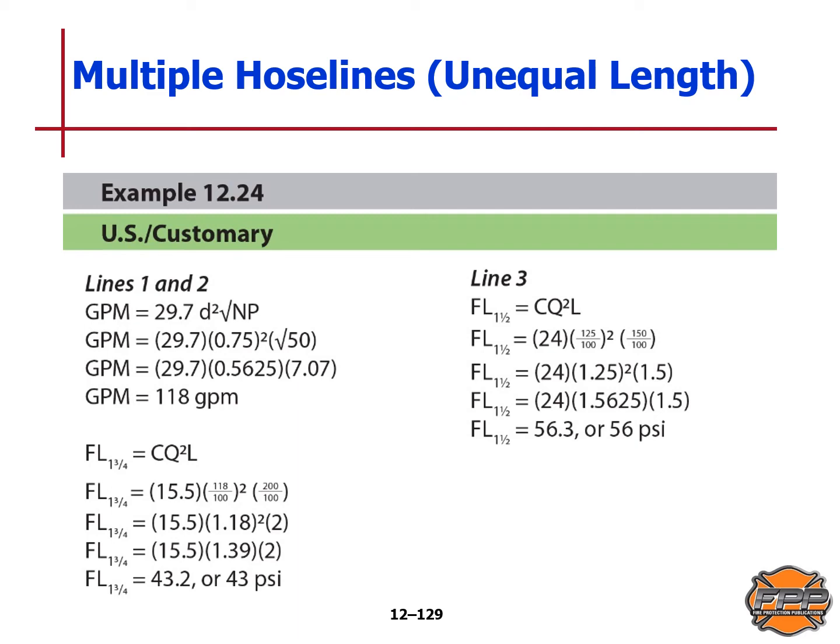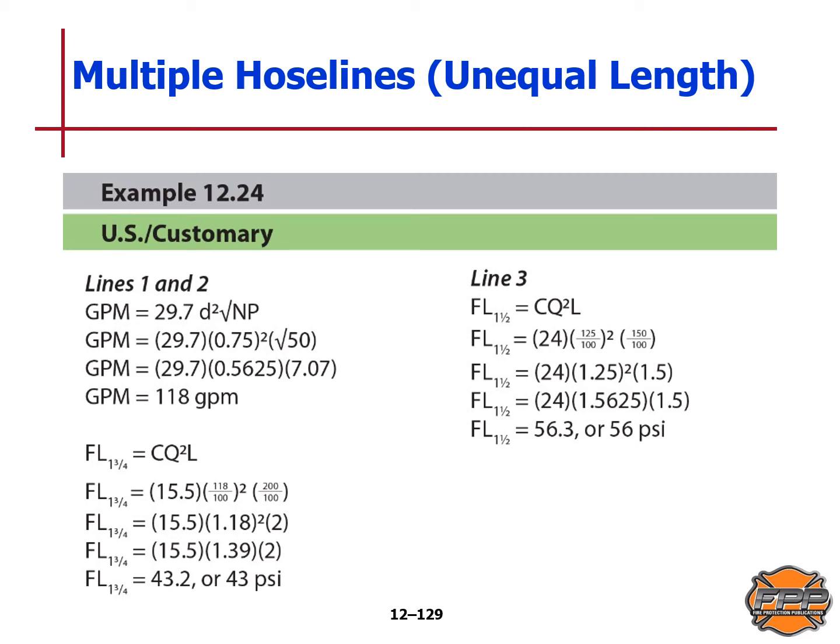So this one's going to be a little more complicated. You've got lines 1 and 2 and line 3. For lines 1 and 2, gallons per minute equals 29.7, which is your coefficient, times your diameter squared times the square root of the nozzle pressure. That's the standard formula. So you plug in the numbers: 0.75 squared times the square root of 50. Gallons per minute is 29.7 times 0.5625 times 7.07. So you're running at a rate of 118 gallons per minute.